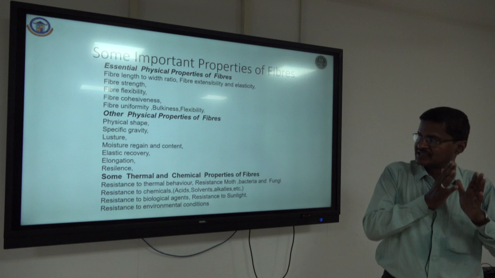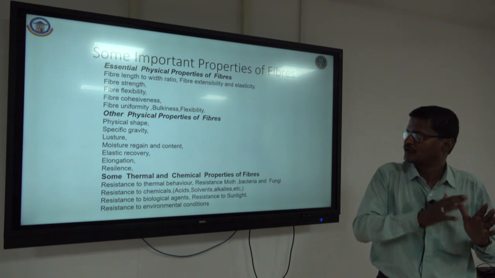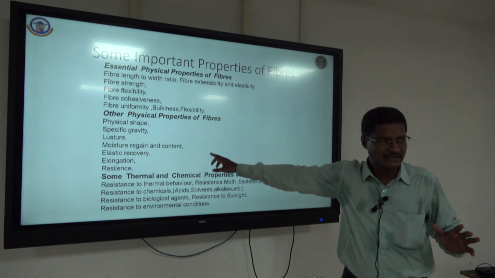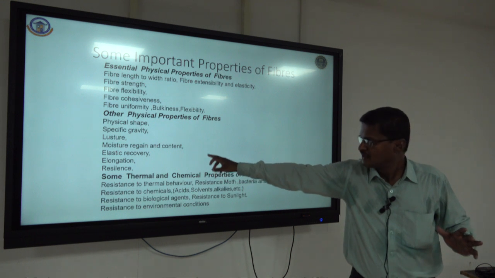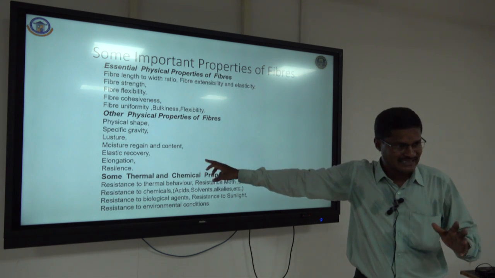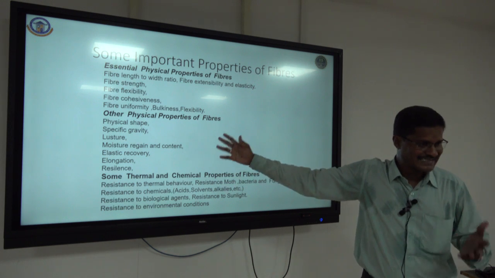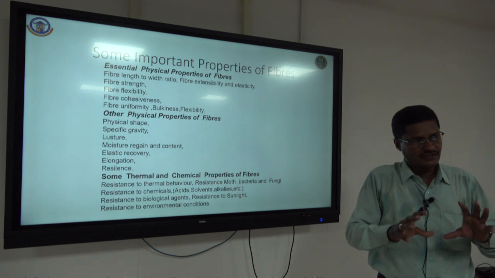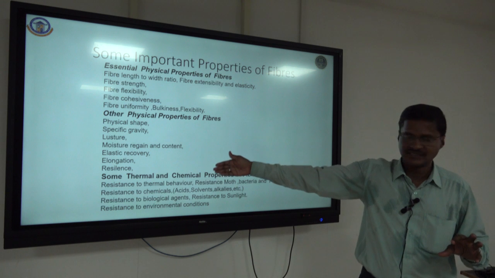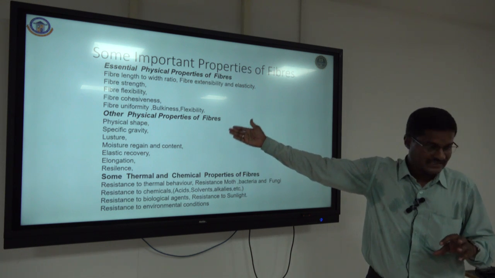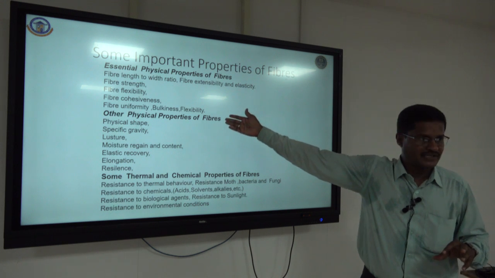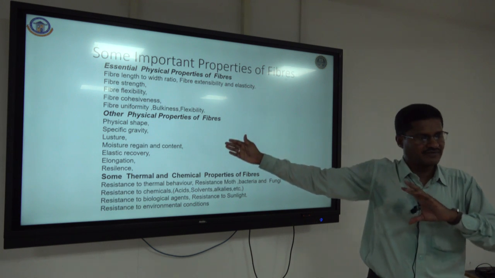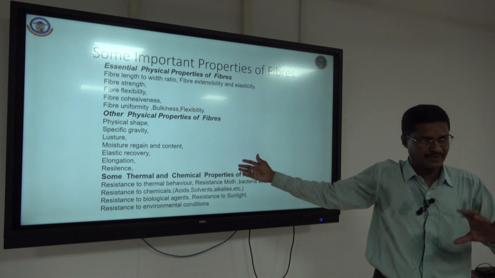Fiber strength, fiber length, flexibility, cohesiveness, uniformity, and bulkiness are the primary properties. These are the secondary properties of the fiber: the physical shape, specific gravity, luster, moisture absorption, elongation, and resilience. Whether it has these or not, that will be no problem. But according to the end users, we can have some of these properties, that is the secondary properties. But the primary properties are a must, those 5 properties are a must for all kinds of end product. Without these 5 properties, we cannot produce any end product or yarn or fabric from the fiber.